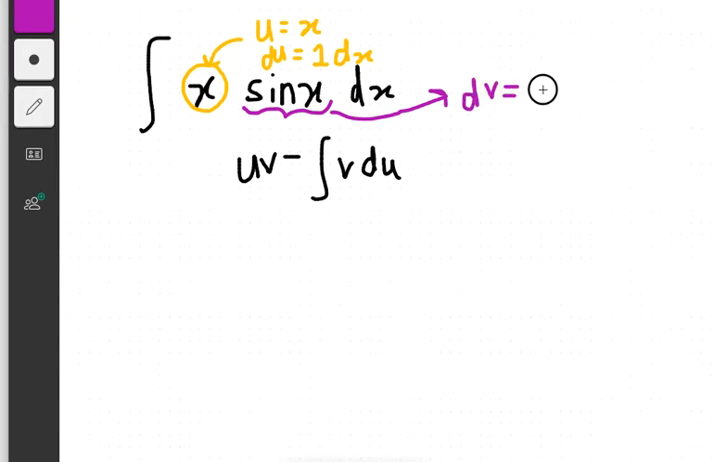Sine x is dv. When you pick one of them has to be a dv, and you go backwards to find the v, so you integrate it, and one of them is the u, and you differentiate it to get the du. So v would be negative cos x when you take the antiderivative. Negative cos x.